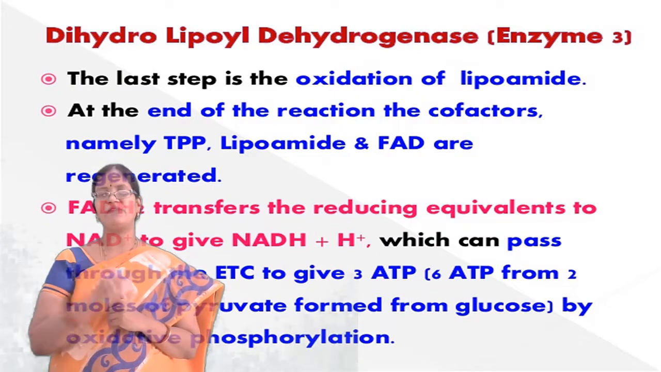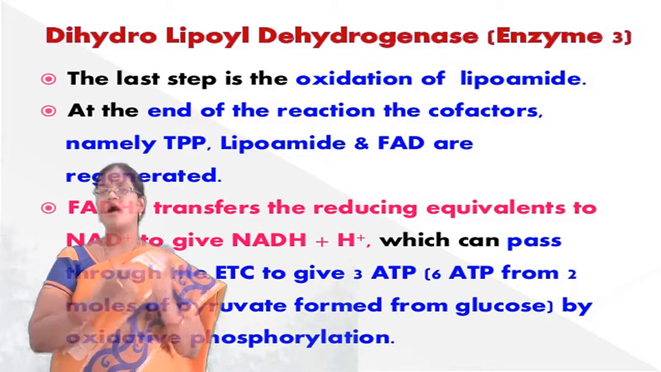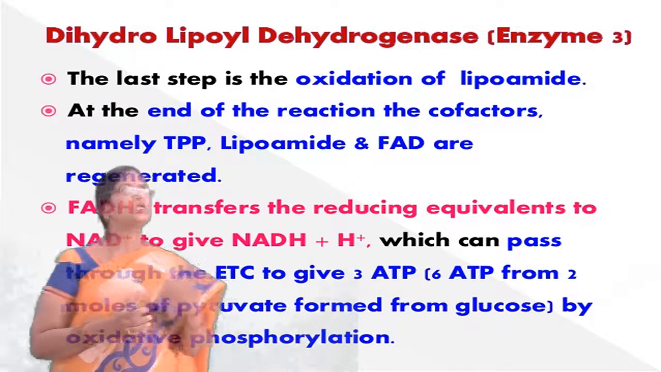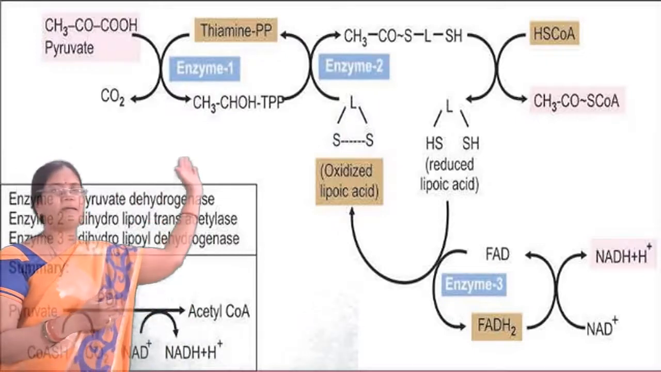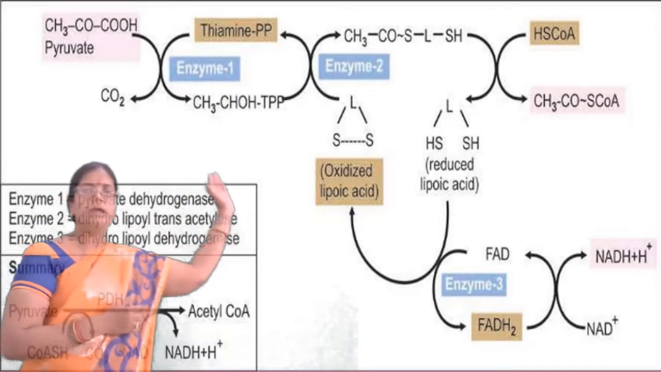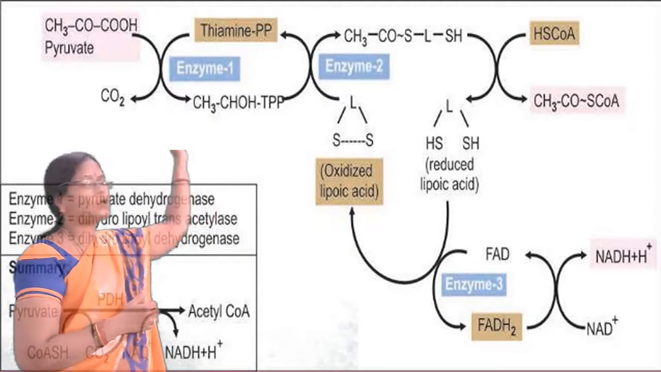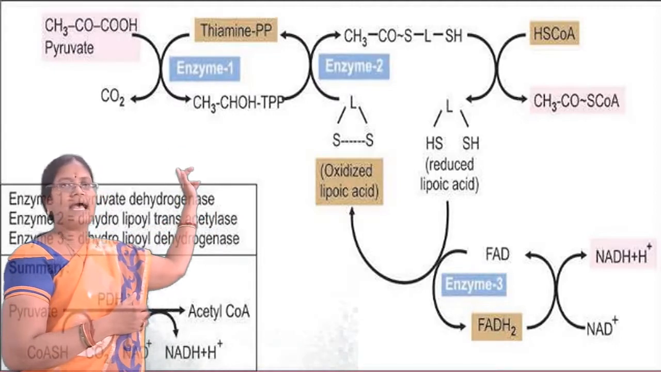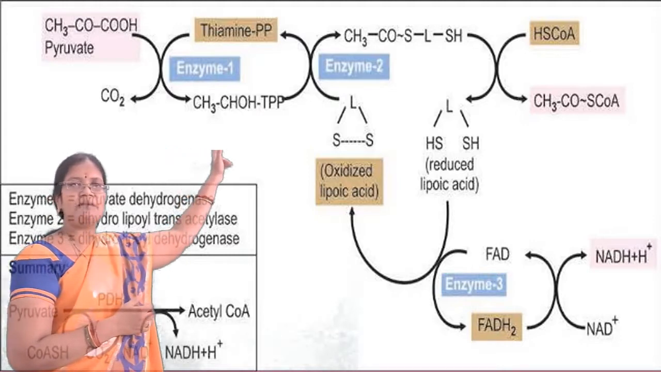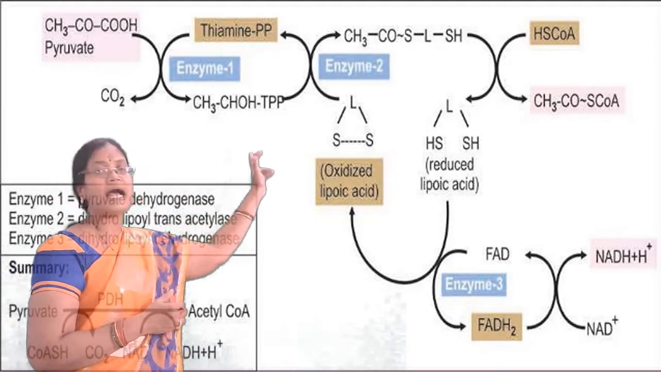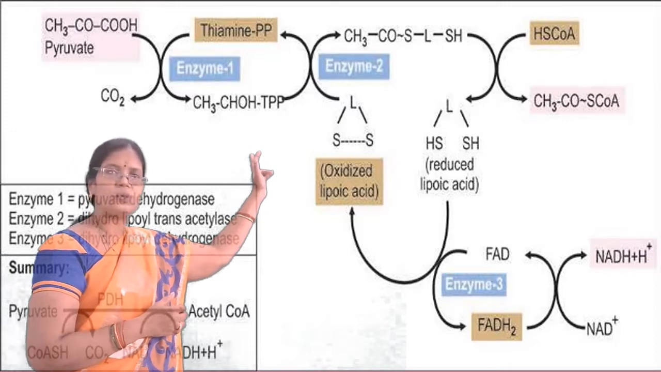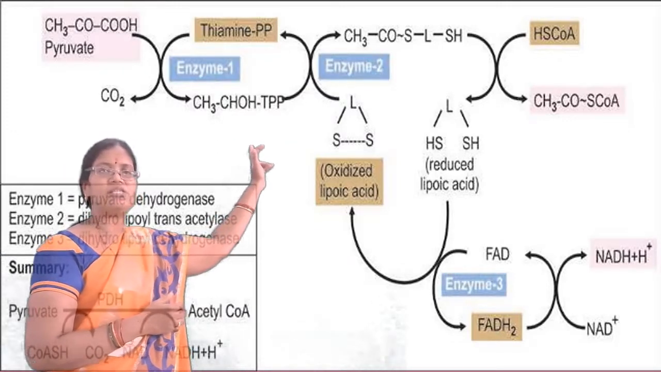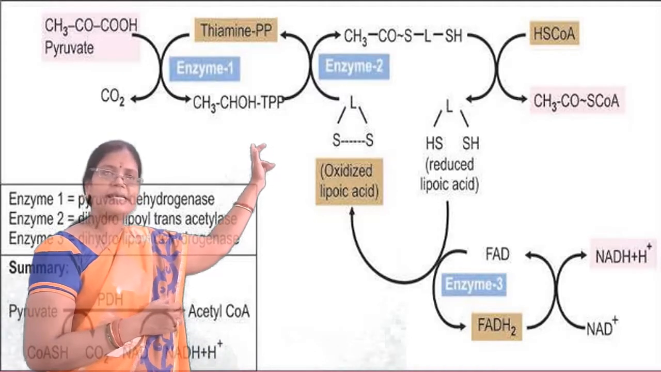So 6 ATP from 2 moles of pyruvate formed from glucose by oxidative phosphorylation. So this is the slide which represents the mechanism of pyruvate dehydrogenase. The pyruvate will undergo oxidative decarboxylation and the side chain is added to thiamine pyrophosphate. As a result, hydroxyethyl pyrophosphate is produced. And here, this reaction will take place in presence of enzyme pyruvate dehydrogenase.